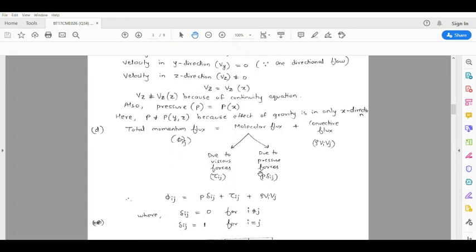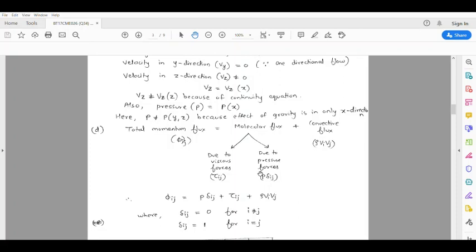In D part, the total momentum flux comprises of molecular flux and convective flux. Further, the molecular flux is divided into two parts, that is flux due to viscous forces and flux due to pressure forces. The flux due to viscous forces is represented by tau ij, which can be written as minus mu into dvi by dj. And the flux due to pressure forces can be represented by P into delta ij.